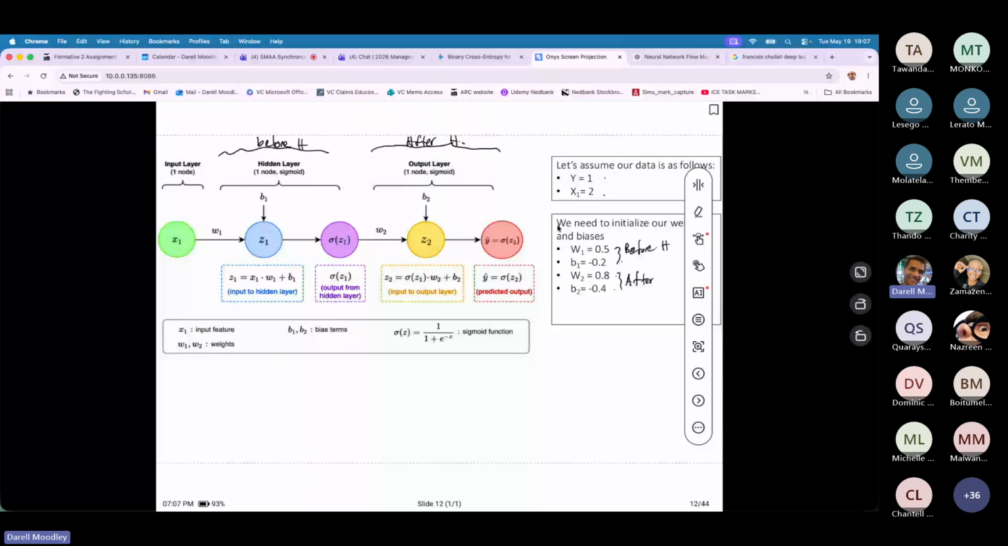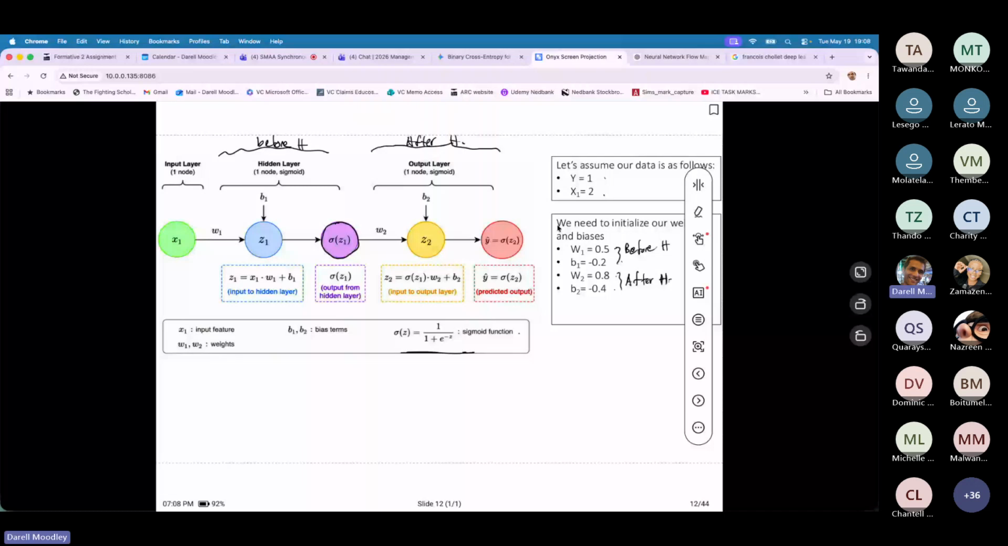Our sigma, our activation function that we're going to use, is the sigmoid function. As I mentioned earlier, you know that it can be other activation functions, but for this example, we're going to use the sigmoid activation function. So now this is the structure of our network. This is our data. Let's begin the forward propagation step.